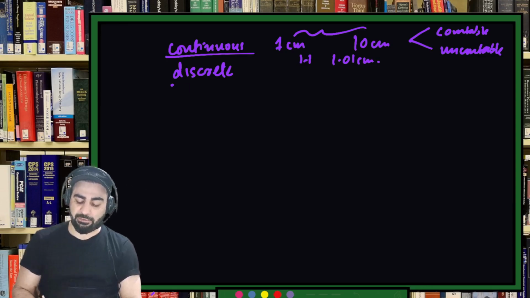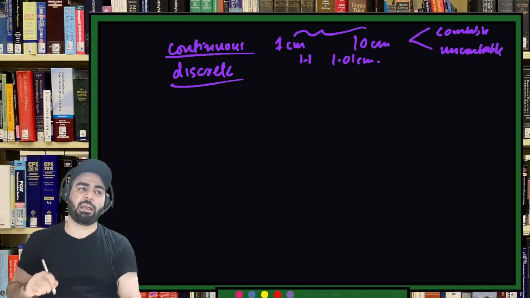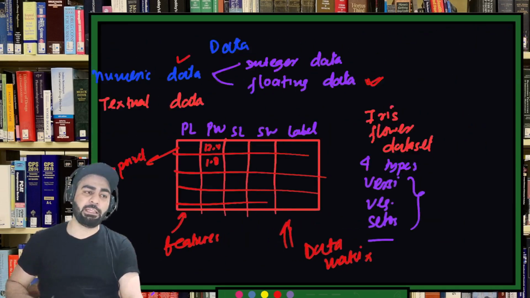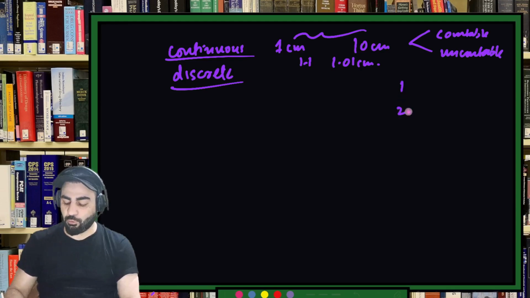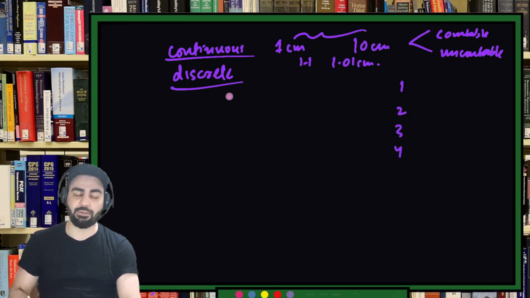And then we can have discrete values. So let's put discrete values. If we have these 4 classes, so let's define each class with 1, 2, 3, 4. So 1, 2, 3, 4. If these are the 4 classes, so these values are discrete values.